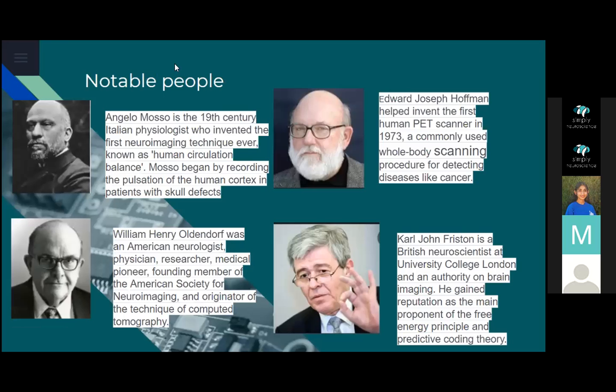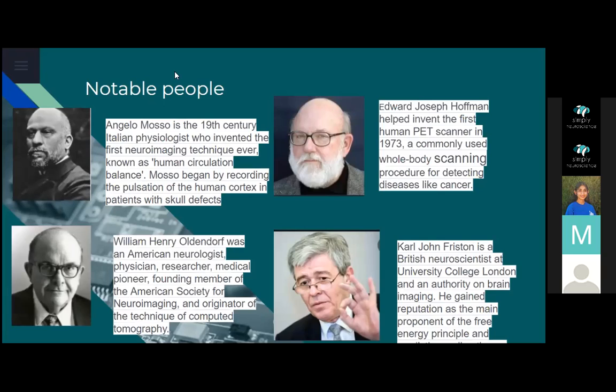Some notable people within the field of neuroimaging include Angelo Mosso, an Italian physiologist who invented the first neuroimaging technique, called human circulation balance. He began by recording the pulsation of the human cortex in patients with skull defects. Another person was Edward Joseph Hoffman, who invented the first human PET scanner in 1973, a commonly used whole body scanning procedure for detecting diseases like cancer.